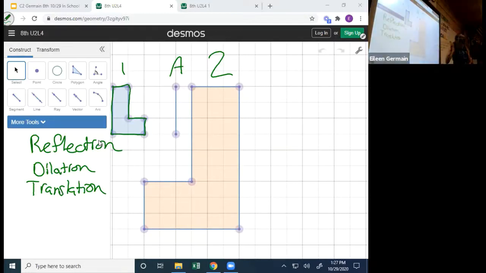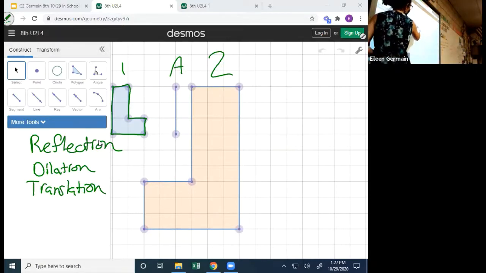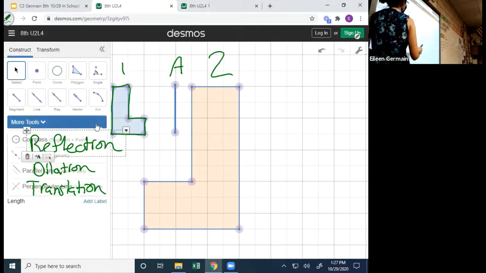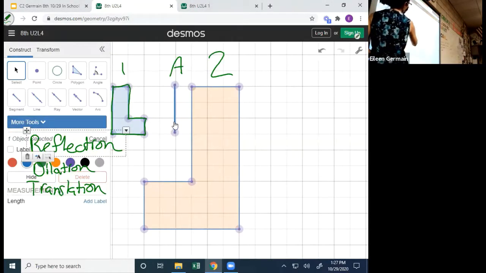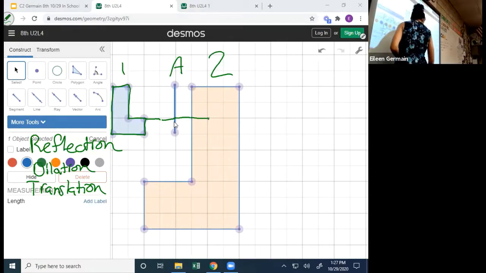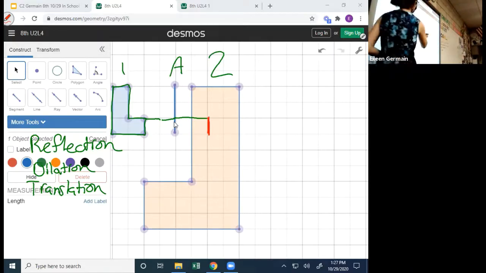Good. So remember, when we do reflections, we keep distances the same. So the distance from the line of reflection to this side is how many boxes? 3, 1, 2. 2, right? So now when we flip it to the other side, we're going to count 2 out, 1, 2. And that's where this side is going to be. Let me go red. And then how many to the right am I going to have to draw that box? 2. Good.